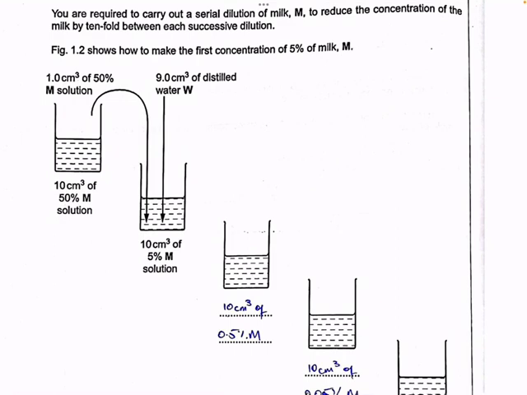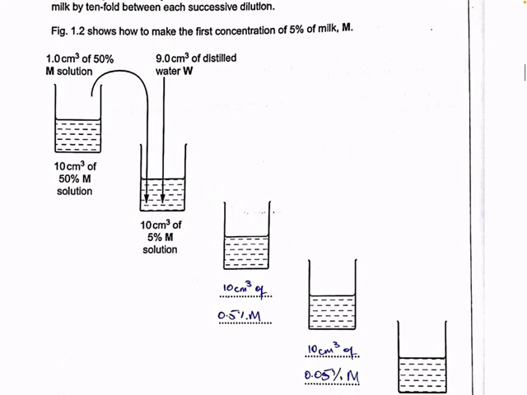Now the rest can be done very easily by you. Now again, what will you do? From the second beaker, you are going to take again 1 ml. The concentration of the second beaker is 5%. So you're taking 1 ml of 5% M solution, which is the milk solution, and of course you will dilute it with 9 ml of distilled water. So this will give you a concentration which will be less than the concentration of the second beaker, right? Which will be 0.5%.